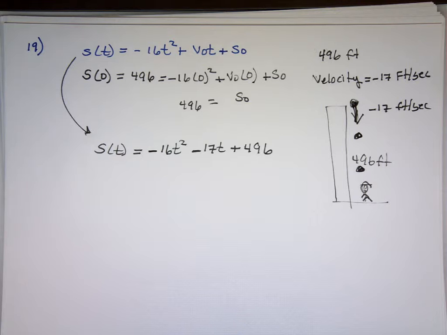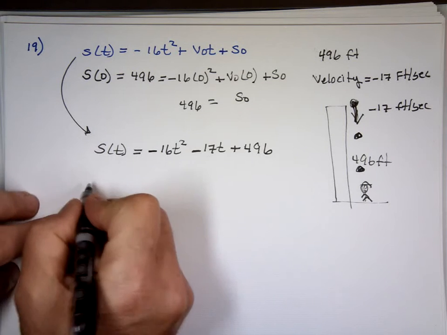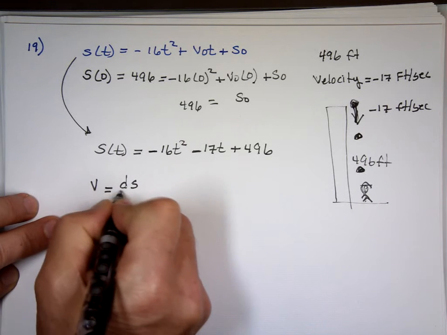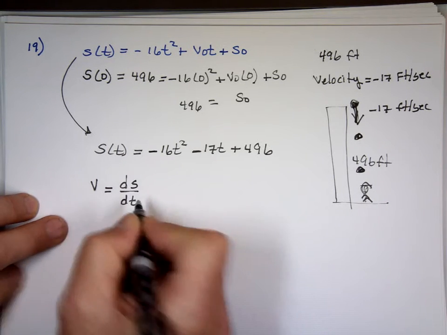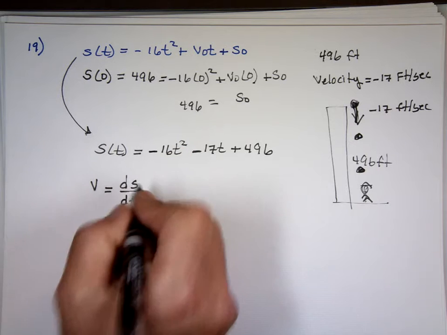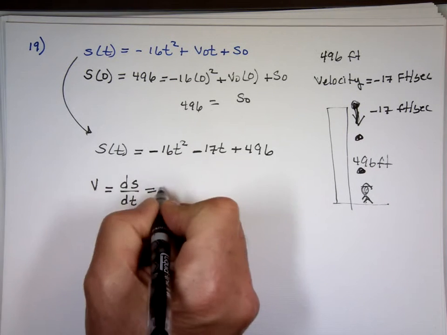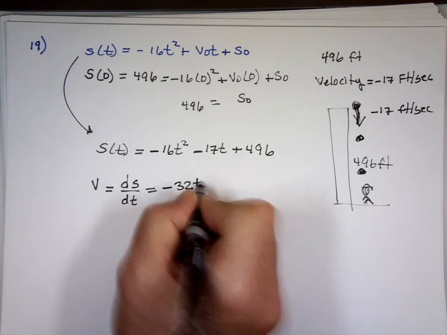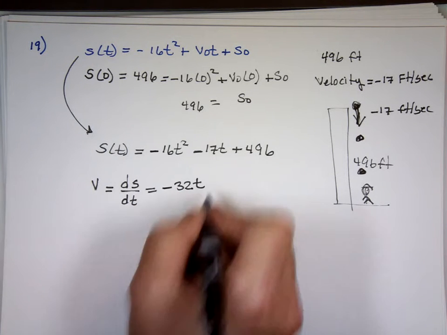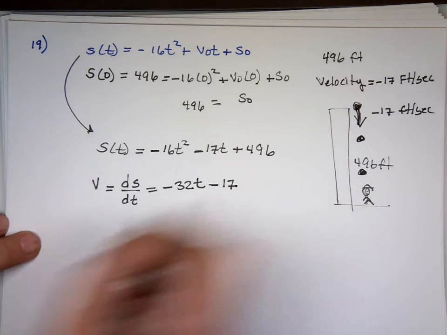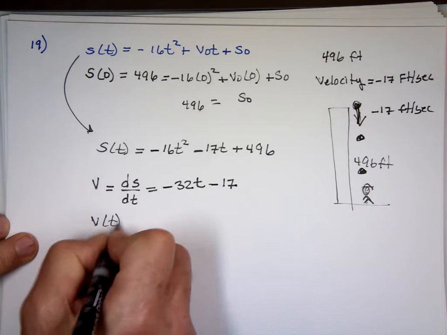So the question now, what is the velocity? Well, here's the good news. The velocity is the derivative of the height or the distance. So if you take the derivative of that, you end up with negative 32t minus the 17. So the velocity at any given time, you tell me when, I'll tell you what the velocity is.